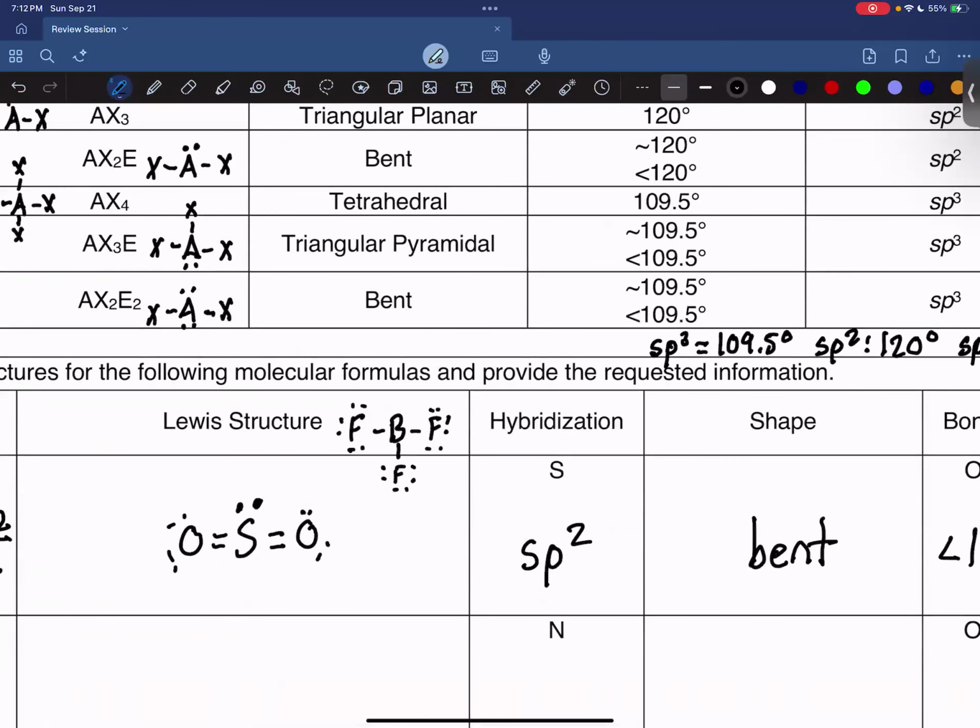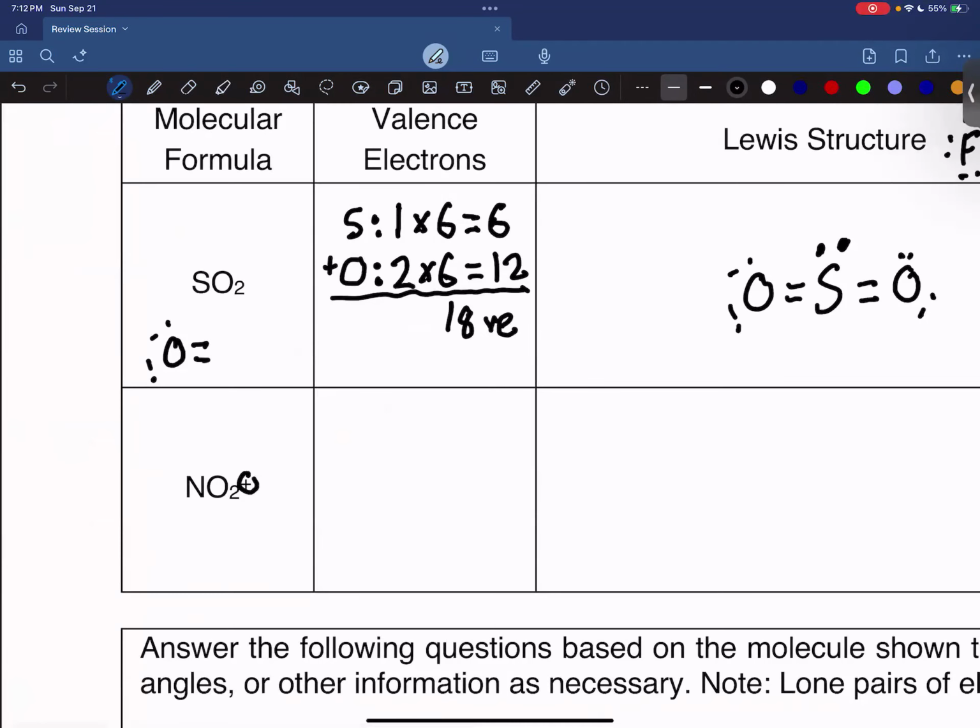Okay, going on to the next one. We have NO2 plus. Watch out for the plus. I like to circle things just so I don't forget. So we'll go through the same process again. I'll go a little bit faster this time since you guys probably got this down. So nitrogen, 2 oxygens.